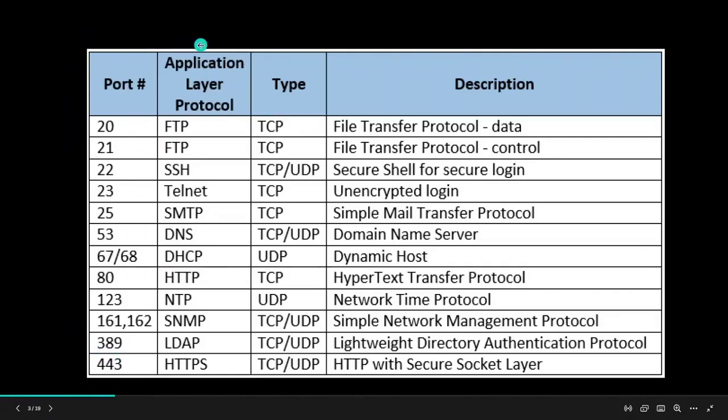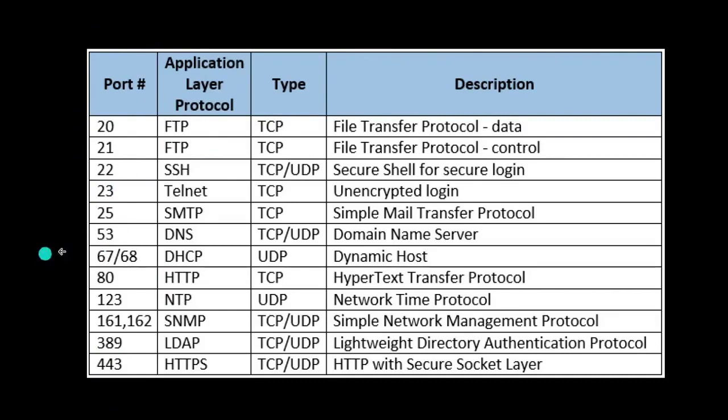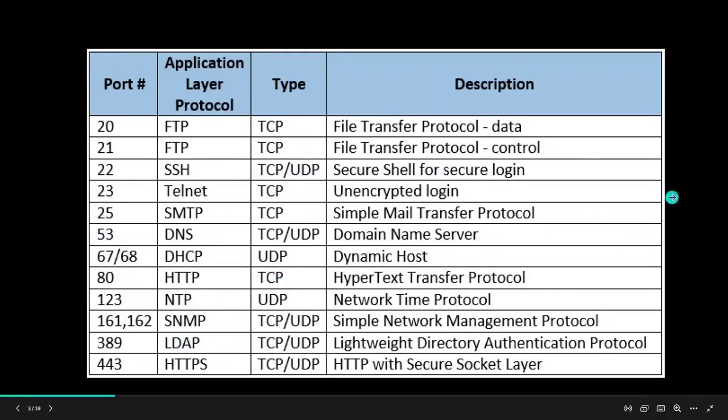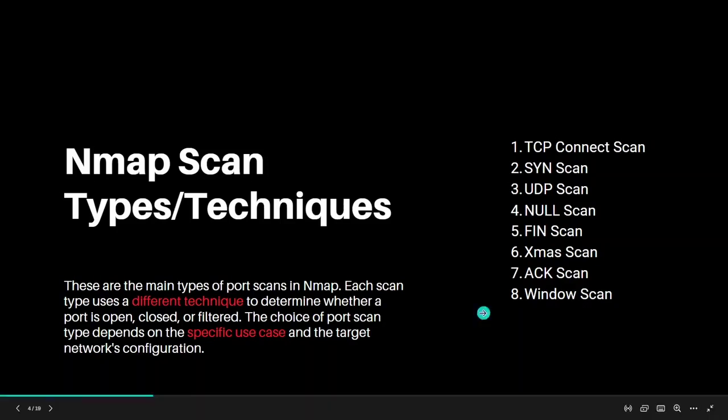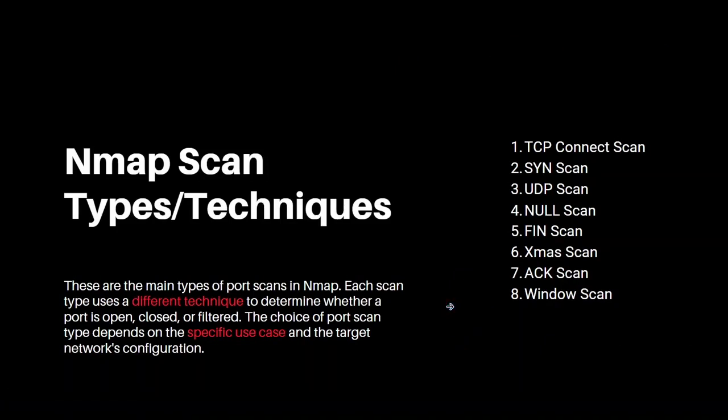Among these, the famous ones are port number 22, which runs Secure Shell for secure login, and the type of this is TCP or UDP, and 53 for DNS, Domain Name Server, and so on. Now let's understand different Nmap scan techniques and types. We will discuss these 8 types of port scanning techniques. The choice of the port scan type depends on the specific use case and the target network's configuration.